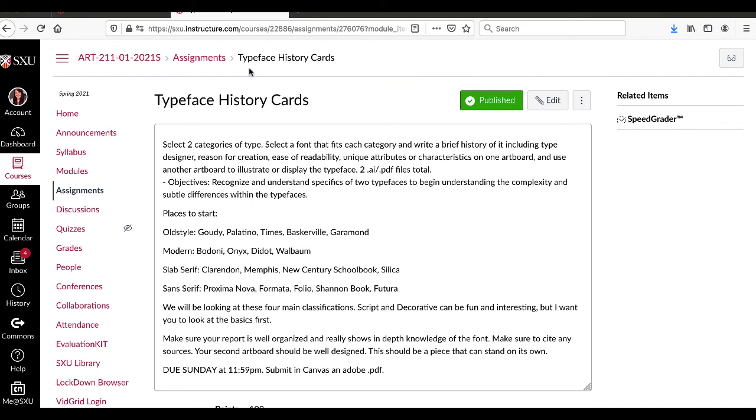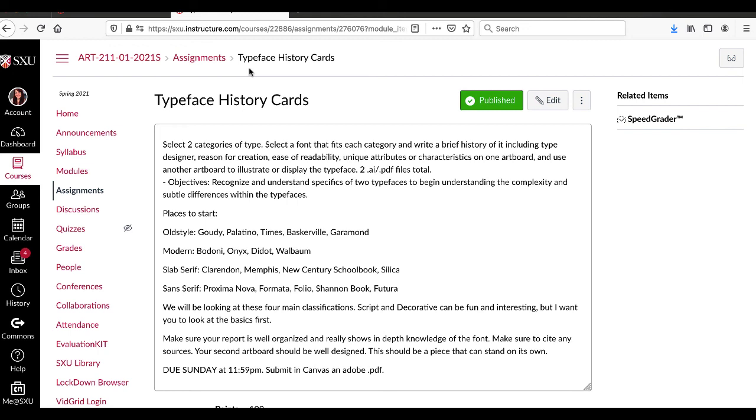The objectives: recognize and understand specifics of 2 typefaces and begin to understand the complexity and subtle differences within the typefaces. Okay? We will be looking at these 4 main classifications. Script and decorative can be fun and interesting, but I want you to look at the basics first. Make sure your report is well organized and really shows in-depth knowledge of the font. Make sure to cite any sources.